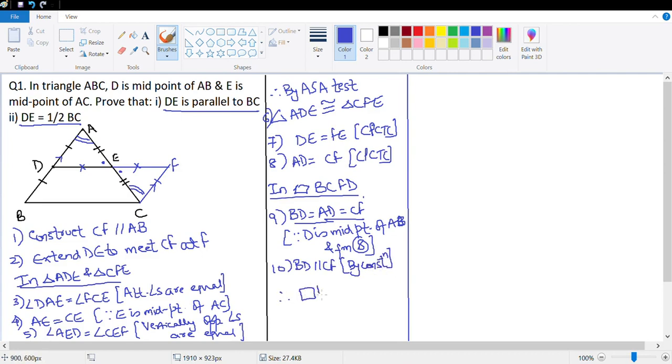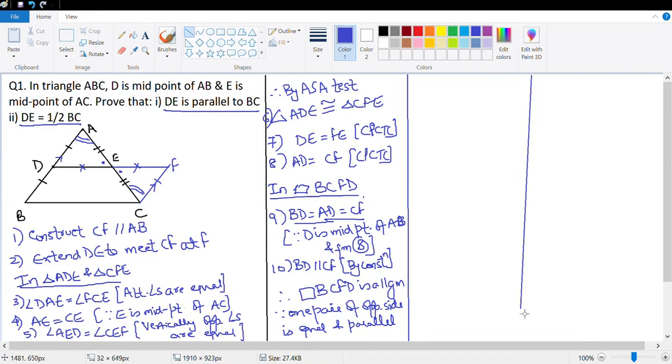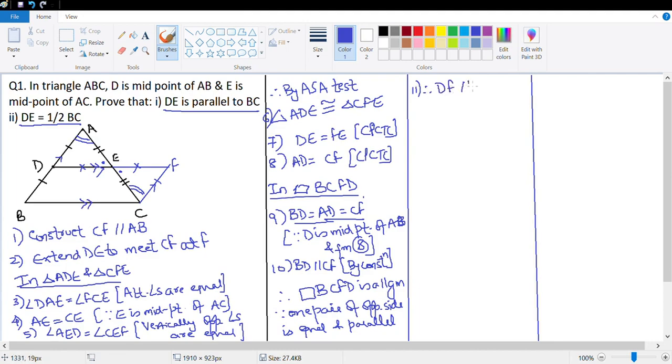Therefore, quadrilateral BCFD is a parallelogram, since one pair of opposite sides is equal and parallel. So since one pair is equal and parallel, it will have to be a parallelogram. So now we know that BCFD is a parallelogram. Now, how does it help us in proving what we are trying to do? So if BCFD is a parallelogram, which means DF and BC are parallel. Perfect. So number 11, therefore DF parallel to BC.